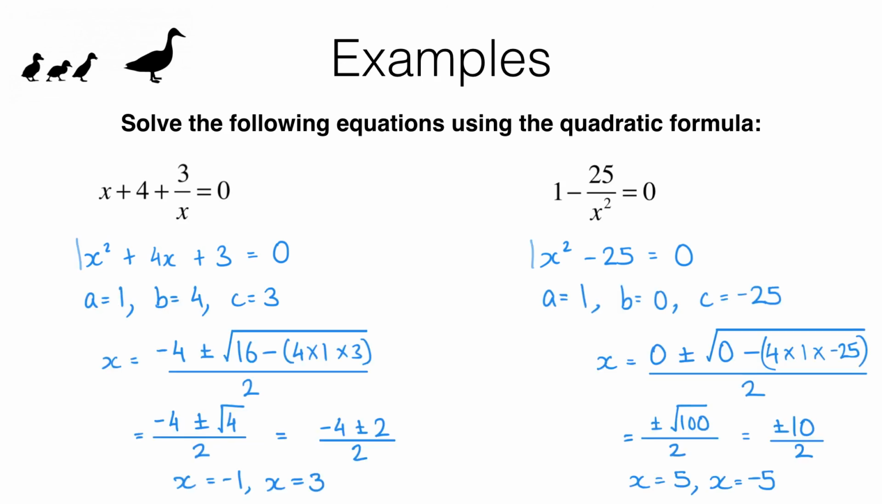Here's what you should have got. The solutions to the first equation are -1 and 3, whilst the solutions to the second equation are 5 and -5.